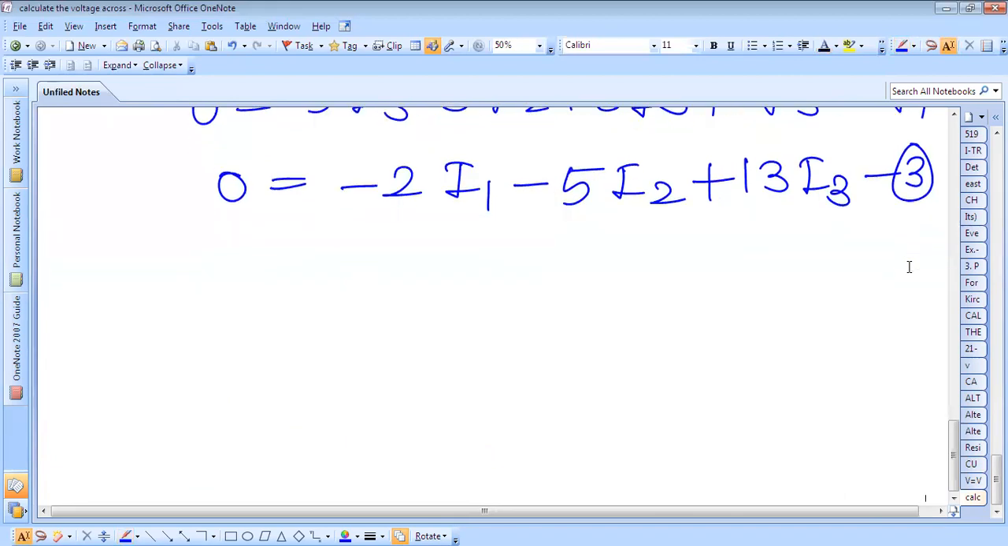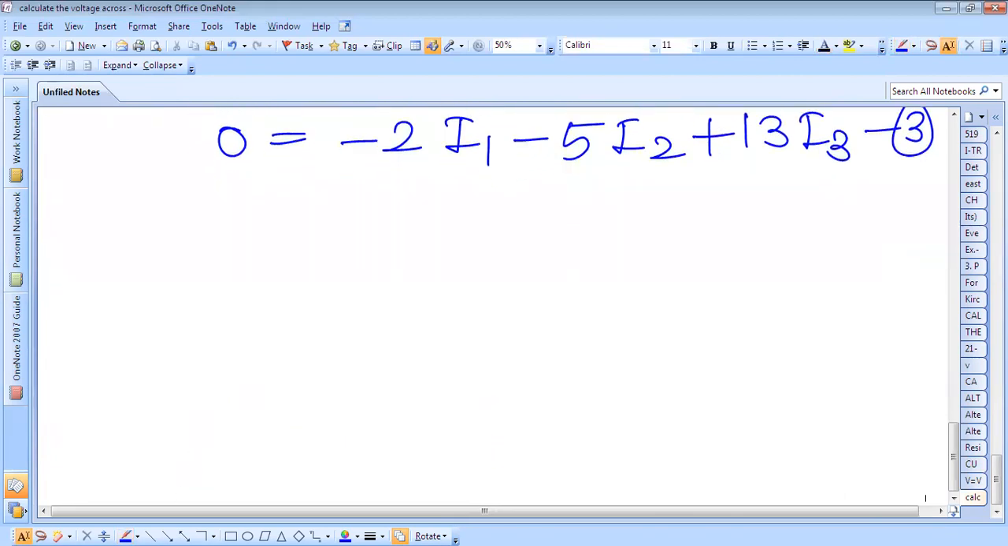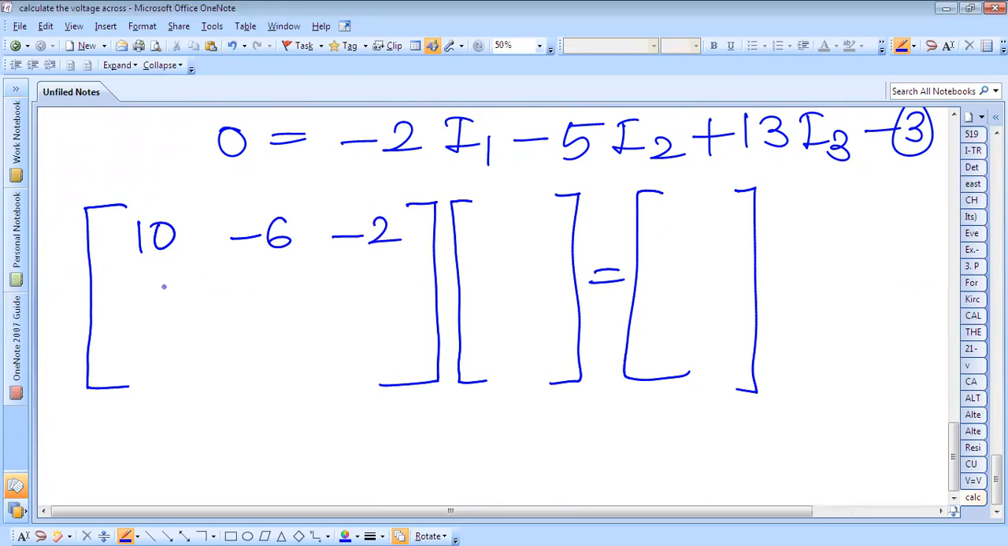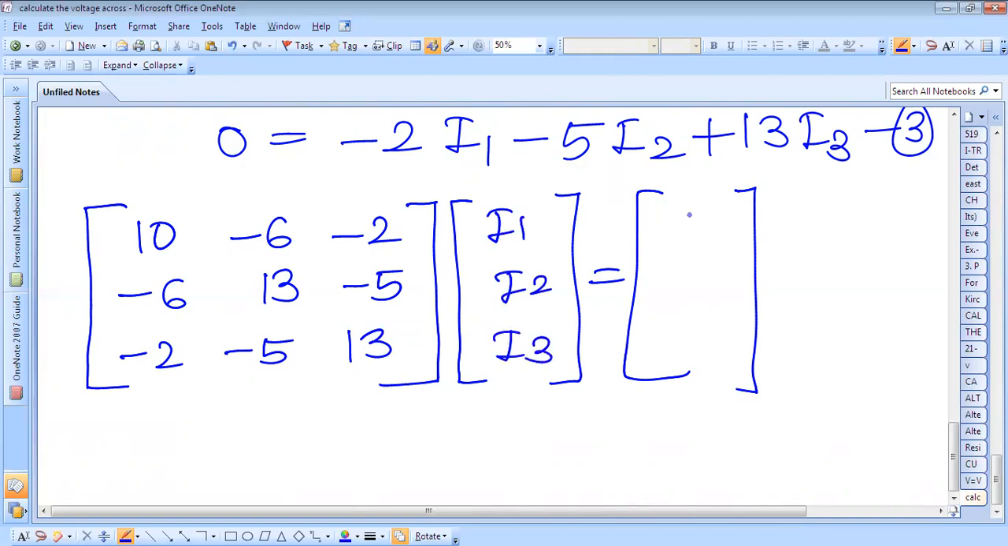So we have to write this equation in matrix form, or we can solve these three equations and find I2 and I3. But this is the simplest method which we can use for solving this. So we write the values: 10, minus 6, minus 2; minus 6, 13, minus 5; minus 2, minus 5, 13; and this is I1, I2, I3, and the voltages are 10, 0 and 1.